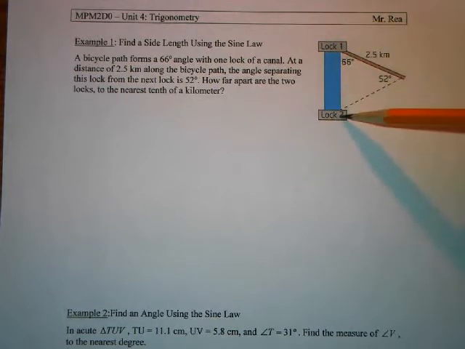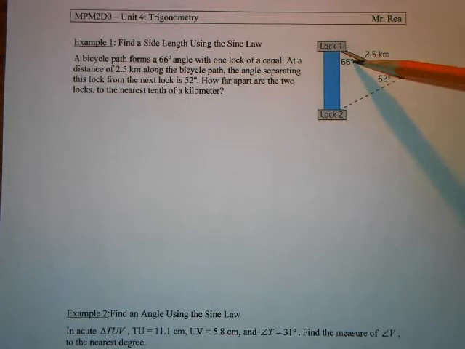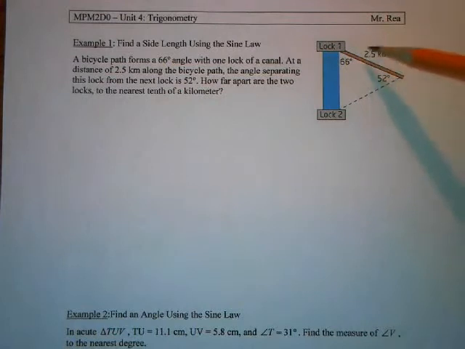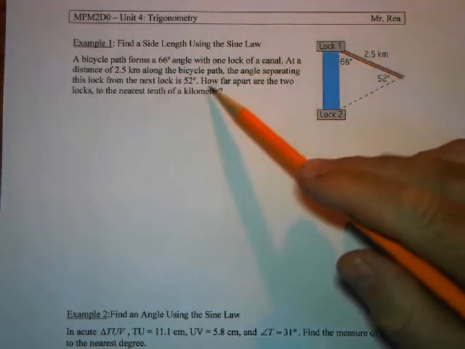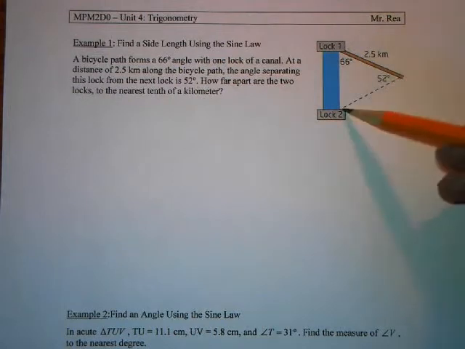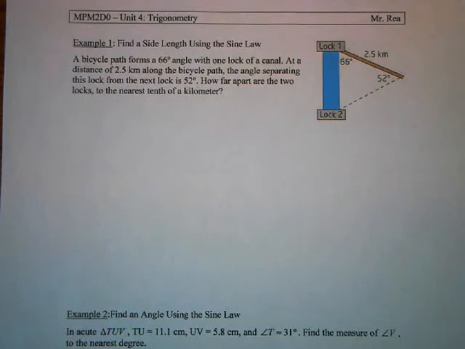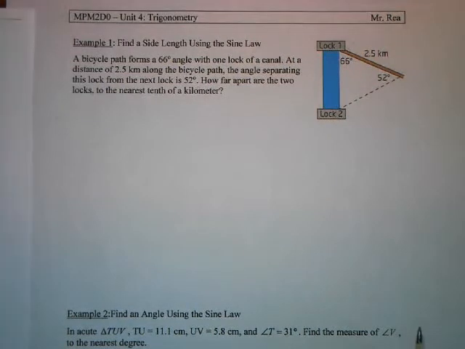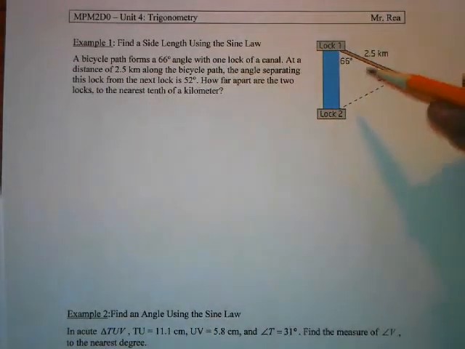Okay, so there's the first lock, there's the second, there's the waterway. So this bike path, which goes at a 66-degree angle to one of the locks, and it's 2.5 kilometers. So if you travel 2.5 kilometers and you look to see what the angle to the next lock was, 52 degrees. Okay, so this is right in what I was just talking about.